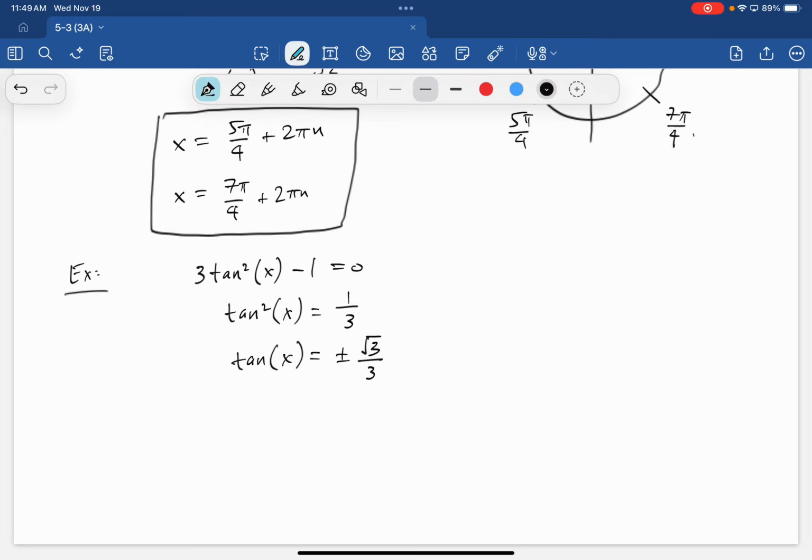Any questions? I took the square root of 1/3. Any other questions?